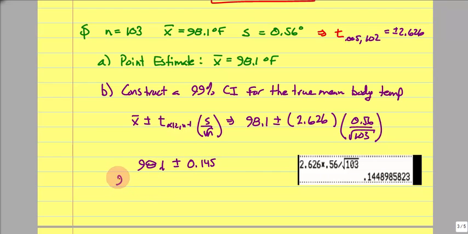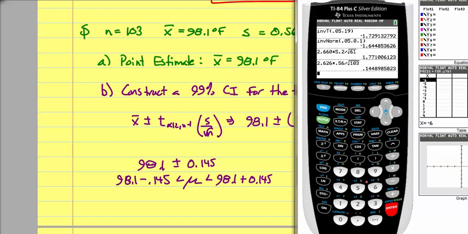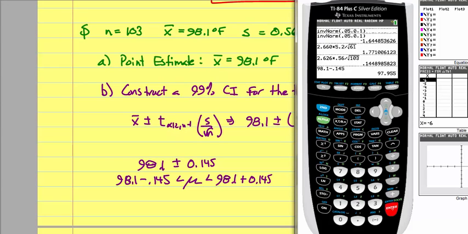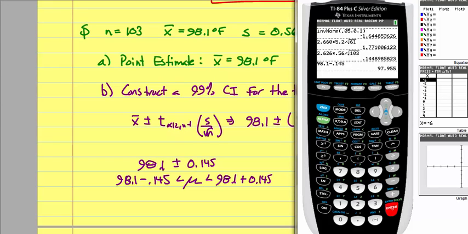So my left endpoint would be 98.1 minus 0.149. And I'm going to put this in our notation that says I'm actually looking at a population mean. And my upper right endpoint would be 98.1 plus 0.149. So let's go ahead and check that left endpoint, 98.1 minus 0.149. So the left endpoint is 97.9555.